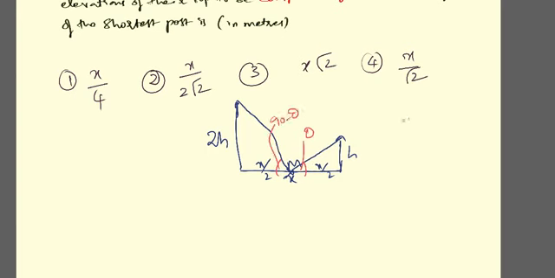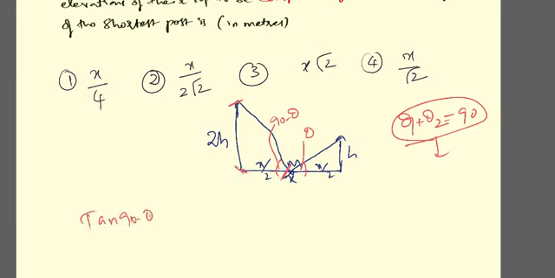So complementary means take two angles and add them. If you are getting 90, then these two are said to be complementary. That is what the meaning is. So now you take this triangle. From this triangle, tan of 90 minus theta is nothing but opposite, which is 2h, and adjacent, which is x by 2.